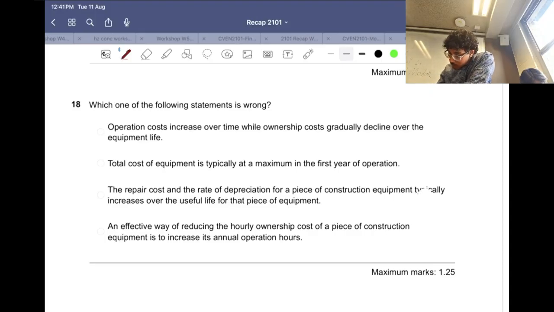So the repair cost and rate of depreciation for a piece of construction equipment typically increases over its useful life. That's the answer here. It is something that doesn't really make sense to me, but something that I just learned, honestly.